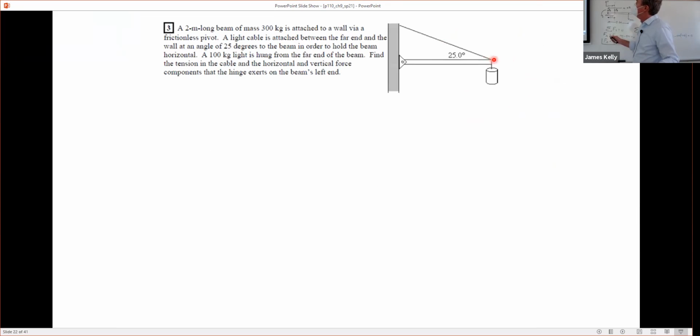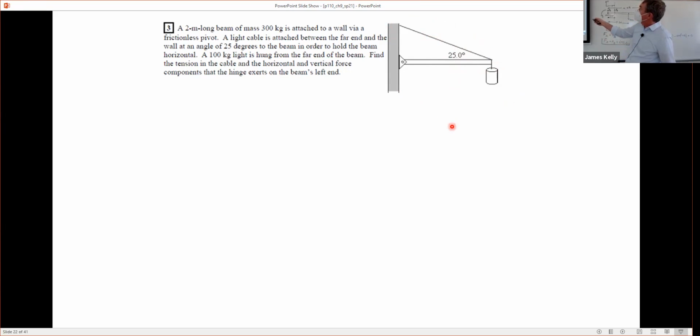300, okay, so the beam here, this is a metal beam. It has a mass of 300 kilograms, and it's attached to a wall, except there's a frictionless pivot here. So if this cable weren't up there, this whole thing would rotate around, slap into the wall down at the bottom, right? We've got a light cable, so we're going to ignore the mass of this cable, but that's what's keeping it from rotating down. It's keeping that beam horizontal.